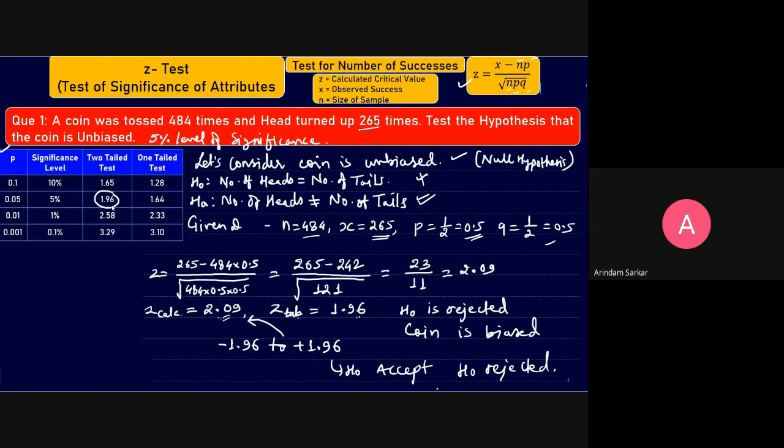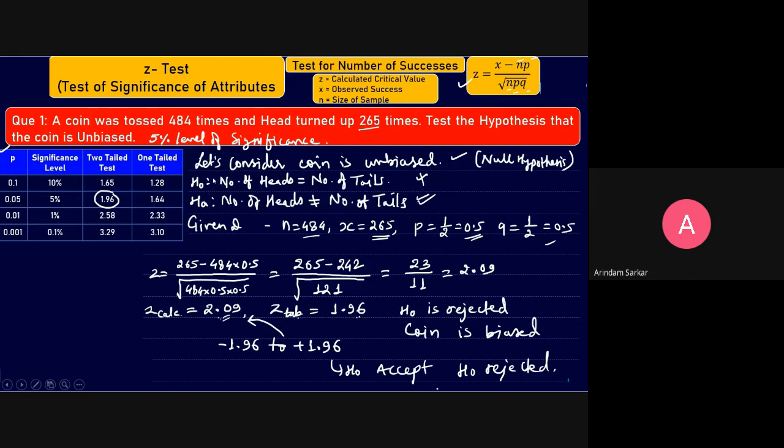Okay, consider this example, question 1 written here. A coin was tossed 484 times and head turned up 265 times. Test the hypothesis that the coin is unbiased. Here, no significance level is mentioned, so I have taken the 5% level of significance. Look at this table. If it's a 5% level of significance, what will be the two-tail test value and what will be the one-tail test value?